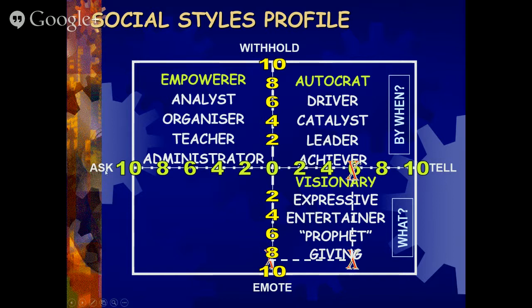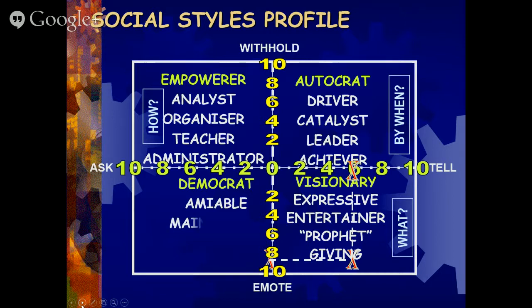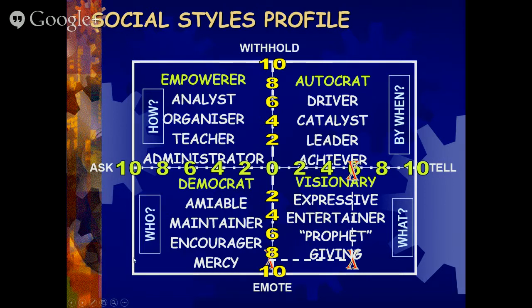The kind of person who asks and emotes is the, I'm sorry, before we move on, this is the how person, the person who tends to ask the question, how can we do this? The person who asks and shows their feelings is the Democrat. This is the people person, the amiable, as Wilson Learning called them, the maintainer of everybody in the crowd, the encourager, the alongside kind of person, and the person who shows a lot of mercy. They are the people who ask the question, who?